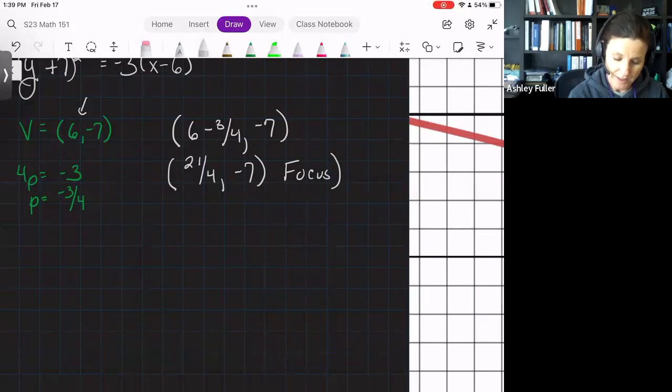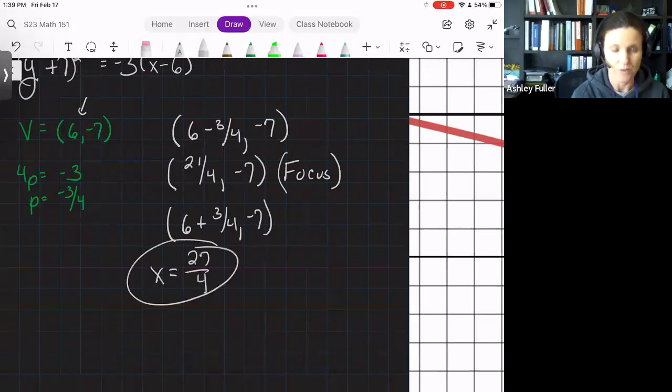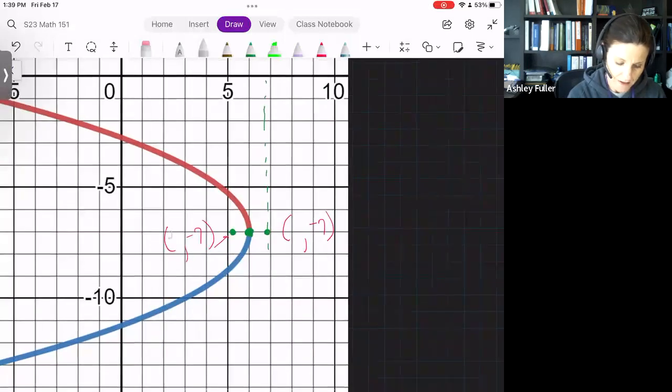The directrix, we are going to add 6 plus 3/4, and that y value stays the same for that individual point we're looking at. And so this becomes 6.75, or 27/4 is our directrix equation. Again, the focus is 21/4 and the directrix is 27/4.